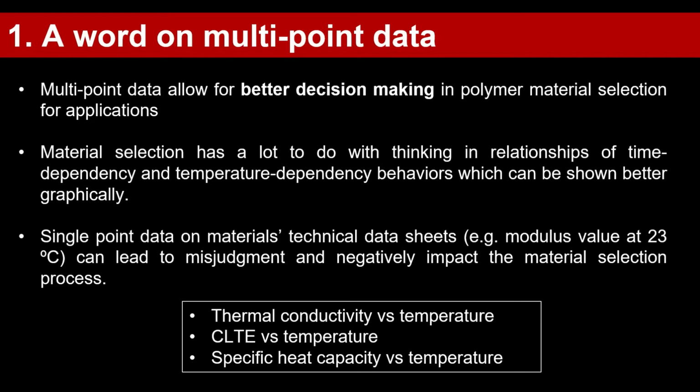However, this can lead to a misjudgment and can negatively impact your material selection, because we most probably need the modulus at the application temperature, which is, for example, 150 degrees C. And there the material, depending if it is amorphous or semi-crystalline, can behave completely differently. So for this discussion today, I've selected three technical properties which are interesting for material selection.